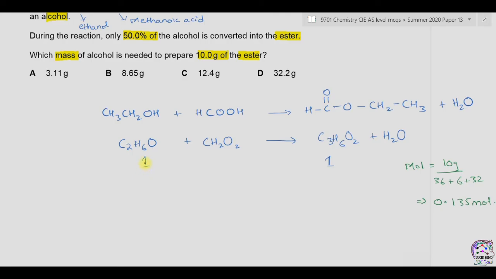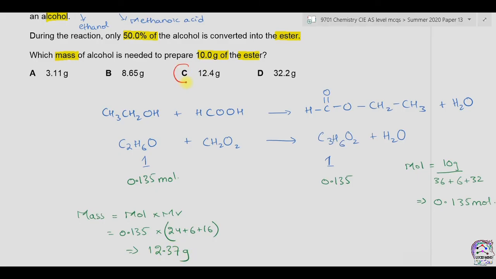Now according to the ratio, if 1 mole of alcohol makes 1 mole of ester, then 0.135 moles of ester are produced from 0.135 moles of alcohol. In the question they have asked about the mass of alcohol, so using the formula, mass is equal to moles times molecular mass. So moles is 0.135 and Mr of alcohol is 24 for carbon, 6 for hydrogen, and one oxygen atom. So therefore the answer is 12.37 grams. So the answer is C.